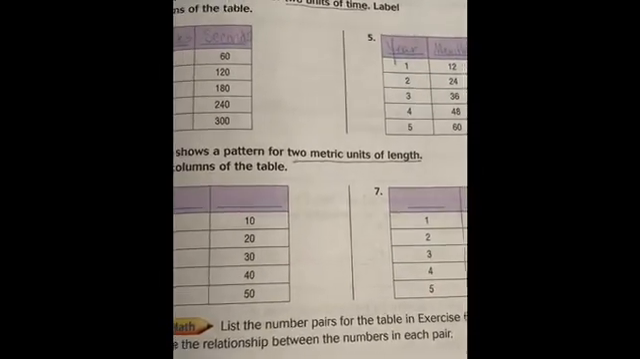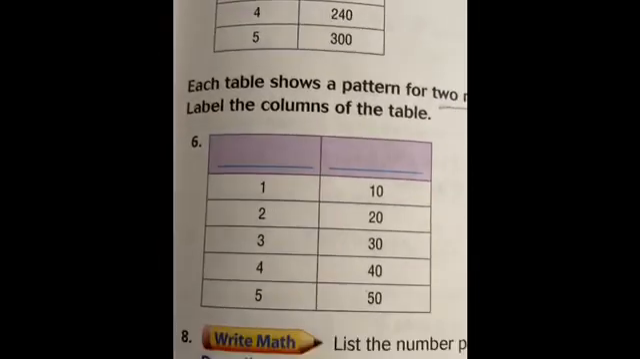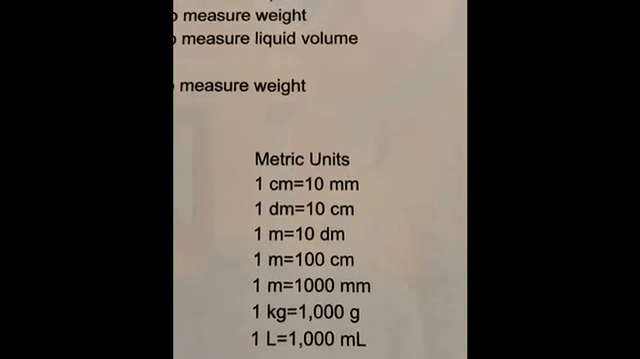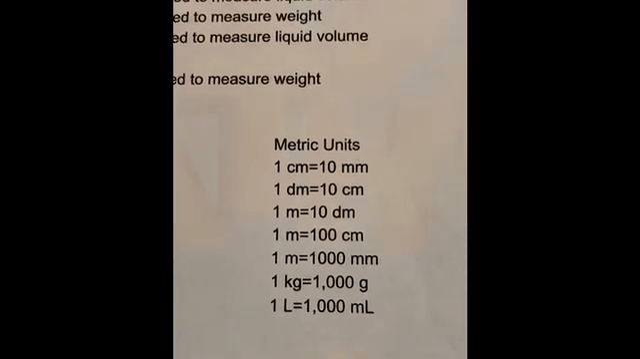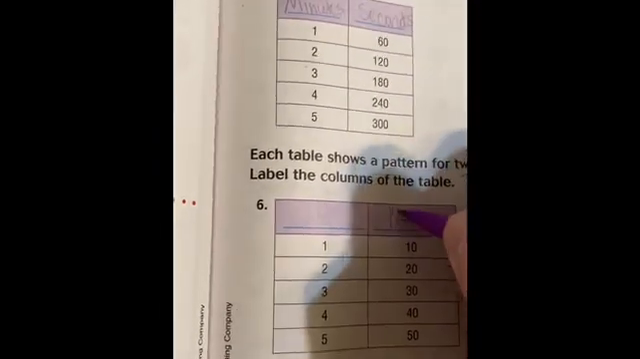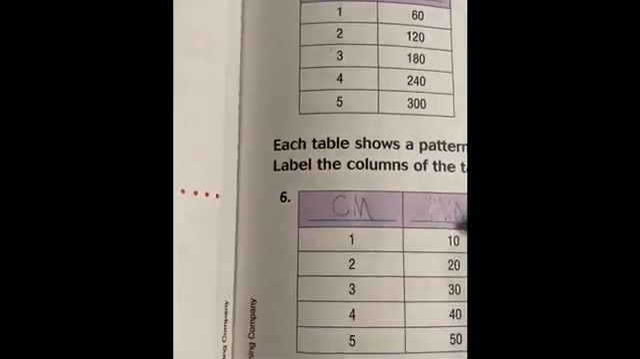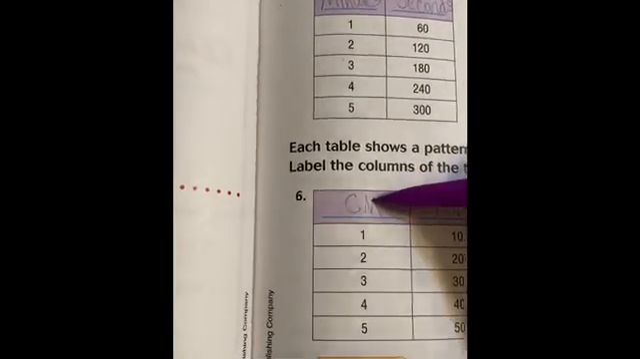Now we're looking for 2 metric units of length. So the relationship is 1 and 10, 2 and 20, 3 and 30, 4 and 40. So looking at my metric units, there's several that I could use. I'm just going to use the 1 centimeter equals 10 millimeters. But if you did decimeters and centimeters or meters and decimeters, that's fine as well. So I'm going to label this millimeters. There's 10 millimeters in 1 centimeter. But you could also do centimeters and decimeters or decimeters and meters.